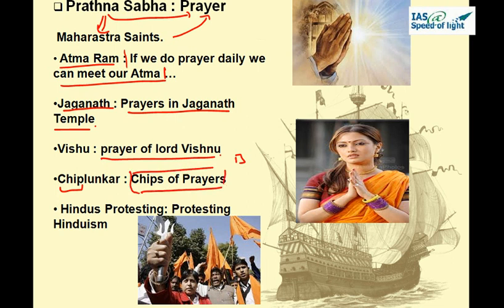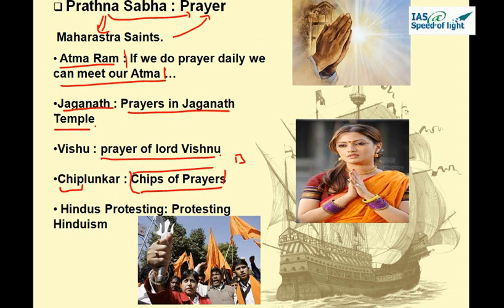So once you fit that chips in your mind, so many prayers will start coming out of you automatically. So chips of prayers. So the persons which we associated with Prarthana Sabha: first is Atmaram, second is Jagannath, third is Vishnu, and fourth is Chiplunkar.